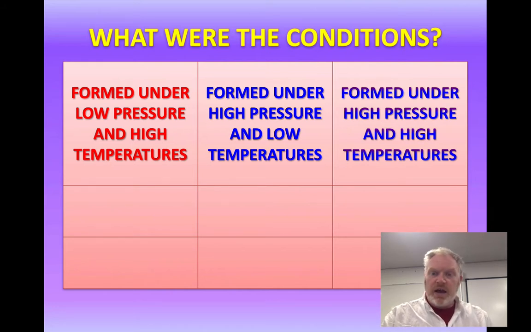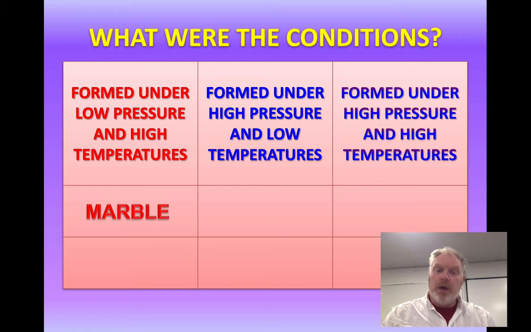And I ask you to fill in, using the graph that you worked on last lesson, the rocks that form at these different conditions. So, first of all, we have marble. Marble forms under low pressure and high temperatures. It's a contact metamorphic rock. It's the type of thing we would find in a metamorphic aureole.